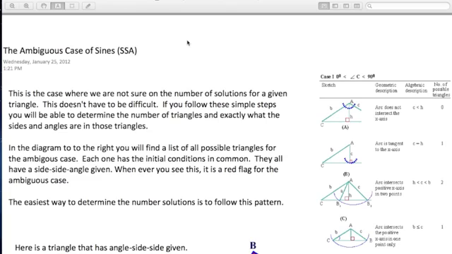This tutorial is going to cover the ambiguous case of sines. This is basically when you're given a triangle with two sides and an angle in that order, or an angle and two sides. The problem with this is that, by the name, it's ambiguous. I'm not sure if it has two solutions, or one solution, or no solutions at all.